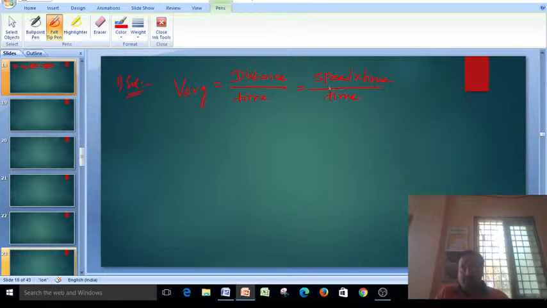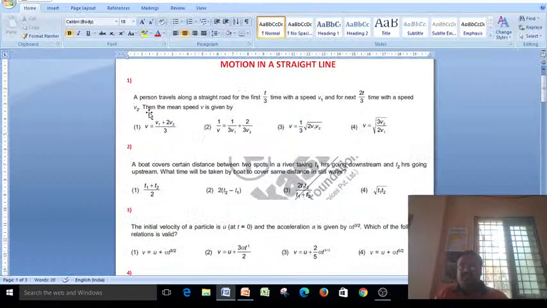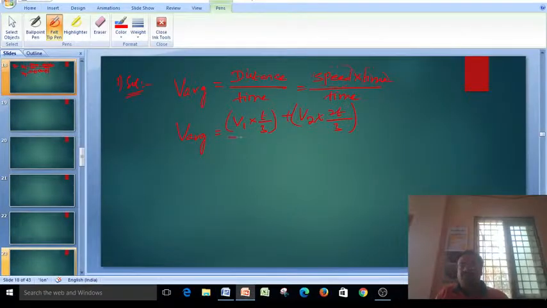Now, what about the speed? You have to take speed and time based on the given data. So V average is equal to V1 into T divided by 3 plus V2 into 2T divided by 3. Check it here: the person travels for the first t/3 time with a speed of v1, so v1 into t/3, and for the next 2t/3 time with a speed of v2, so v2 into 2t/3. Divide by the time taken, which is t by 3 plus 2t by 3.